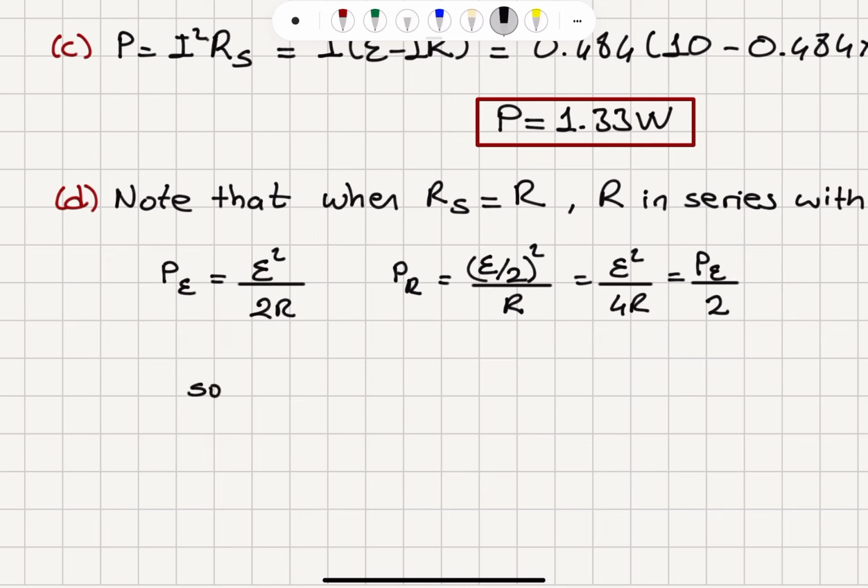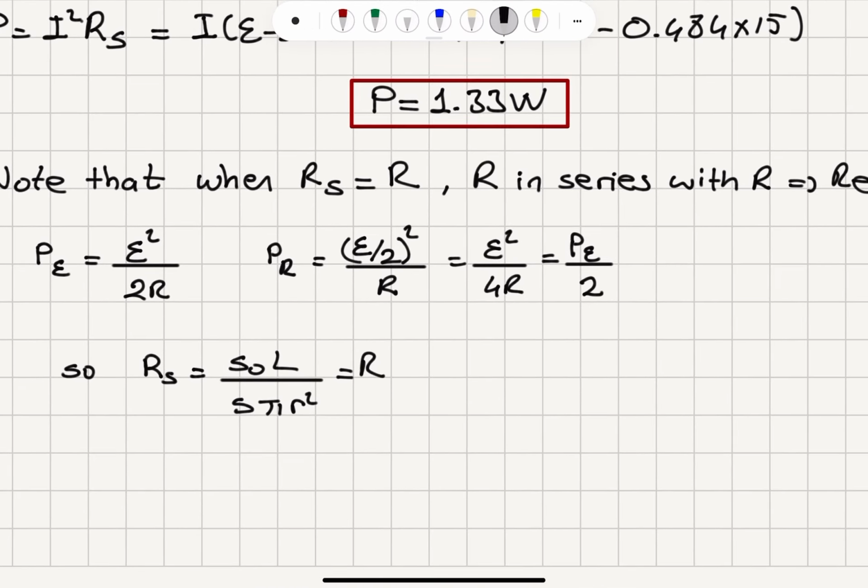So with that, when the resistance of the salt water, which is rho L over A, rho is S0 over S, so S0 L over S pi R square is equal to R, this condition will be satisfied. Half the power will be dissipated by the salt water. So S will be equal to S0 L divided by pi r square resistance R.